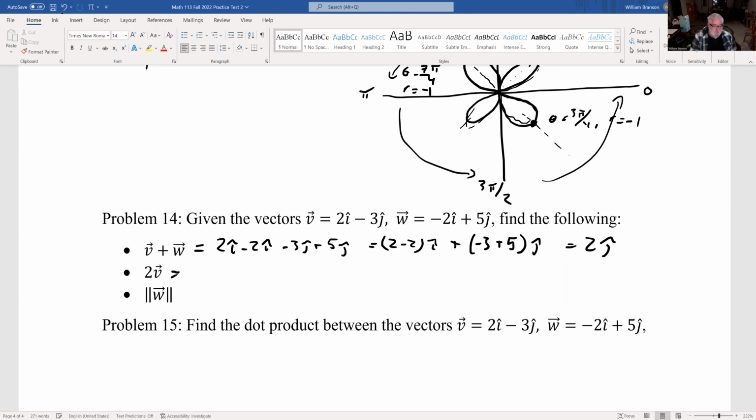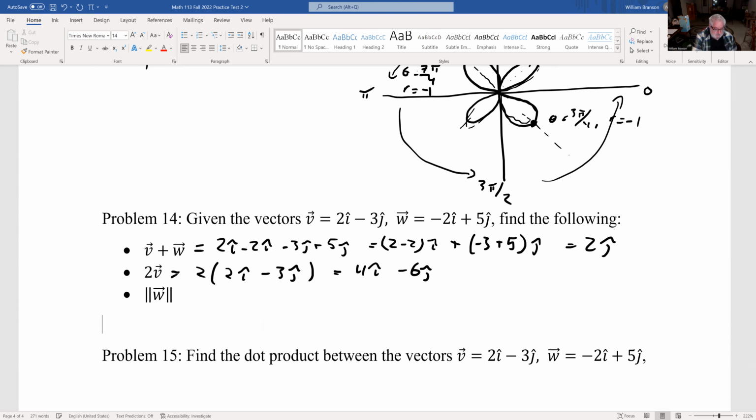2 v hat, that just means take your vectors and multiply through by distributing your 2, minus 6 j hat.